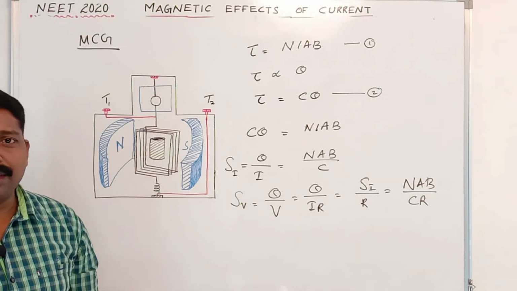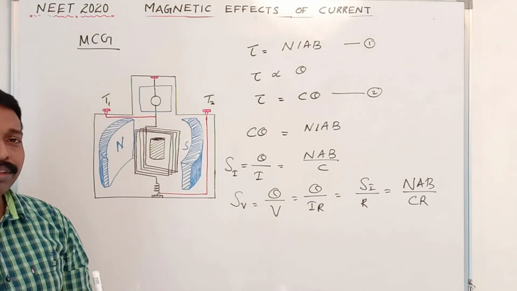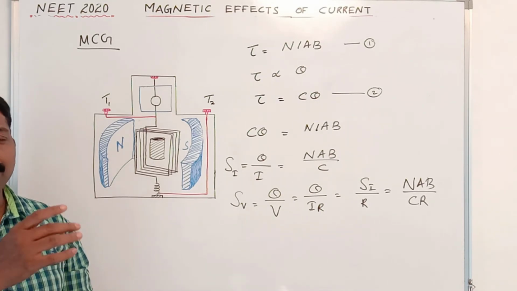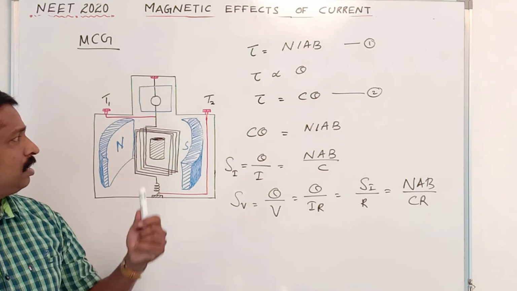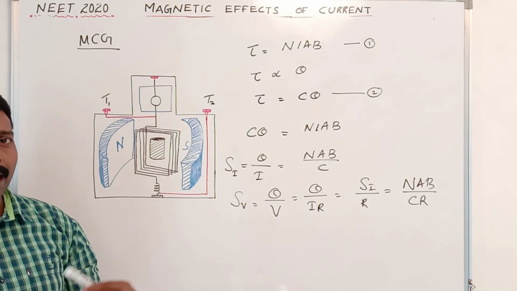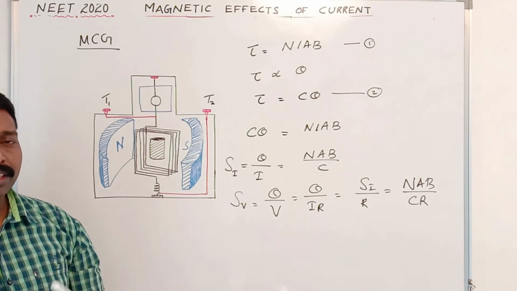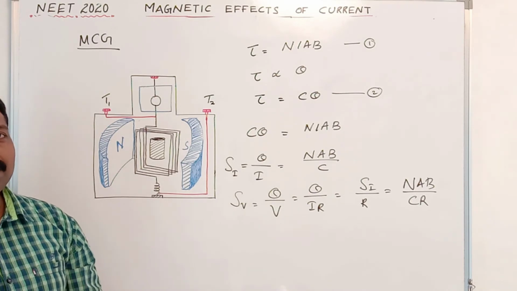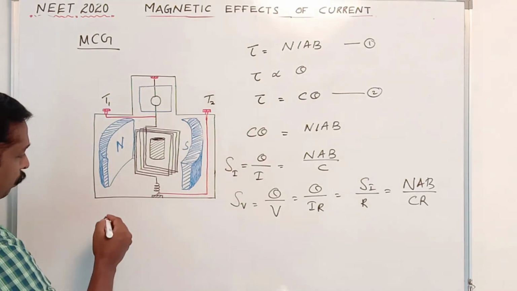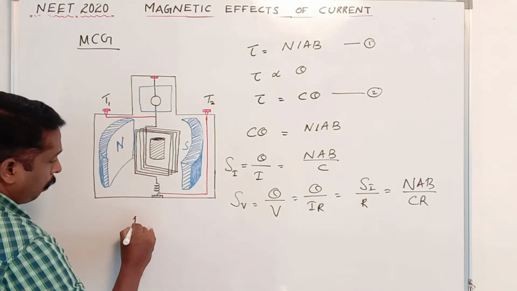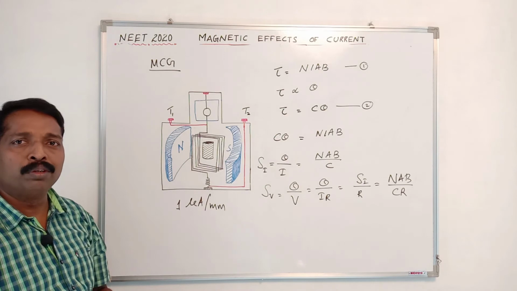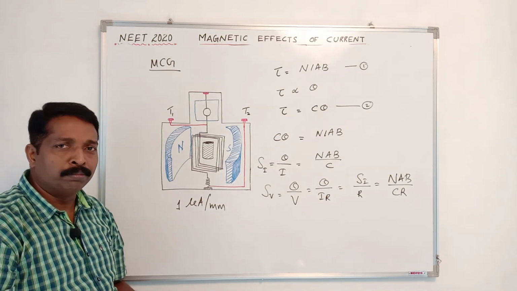So what is the figure of merit of MCG? Figure of merit of MCG is the current required to produce 1 millimeter deflection on the meter scale placed at a distance of 1 meter in front of the mirror strip of MCG. So a lamp and scale arrangement is used there. Say in the scale, 1 millimeter deflection is provided by a current of 1 microampere, so that figure of merit of MCG is 1 microampere per millimeter. This is the standard value of the figure of merit of MCG.